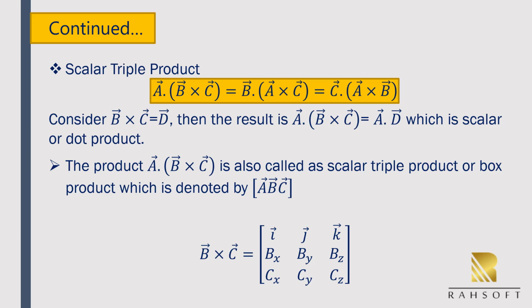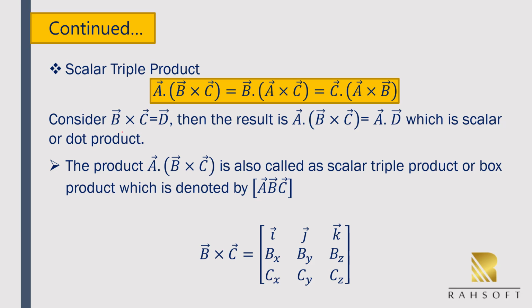Scalar triple product. So scalar triple product is represented here. A dot B cross C is equal to B dot C cross A is equal to C dot A cross B. So this is the way we represent scalar triple product.